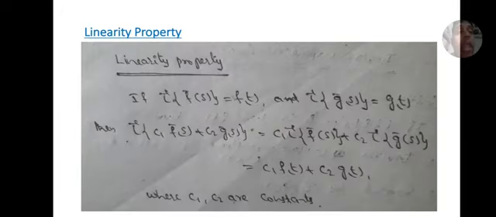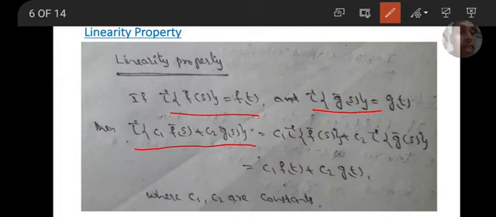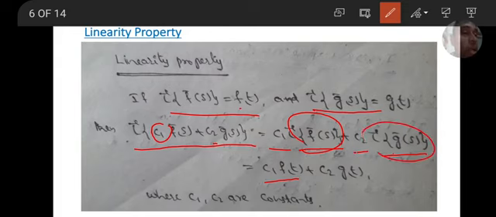Linearity property. If L inverse of F bar S equal to F of t, L inverse of G bar S equal to G of t, then L inverse of C1 into F bar S plus C2 into G bar S equal to C1 into L inverse of F bar S plus C2 into L inverse of G bar S, where C1 is the coefficient and C2 is the coefficient. That is C1 into F of t plus C2 into G of t, where C1, C2 are constants.